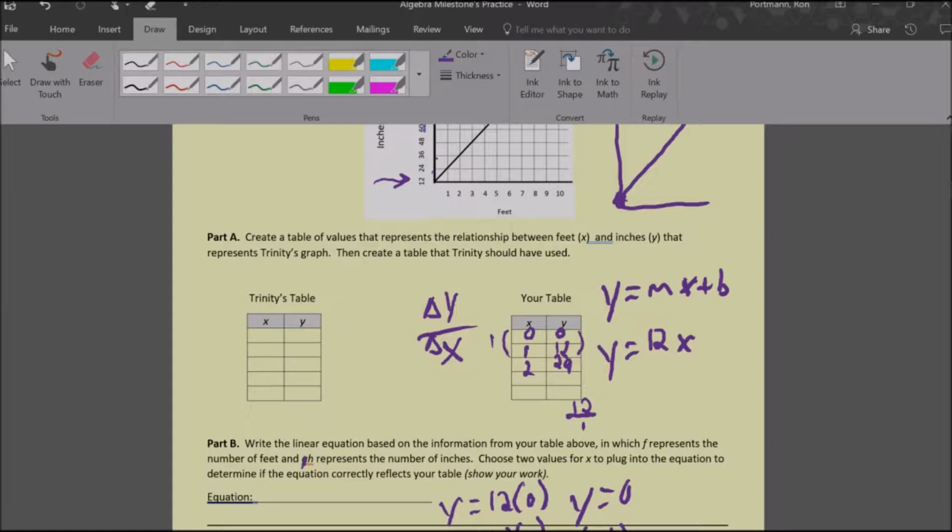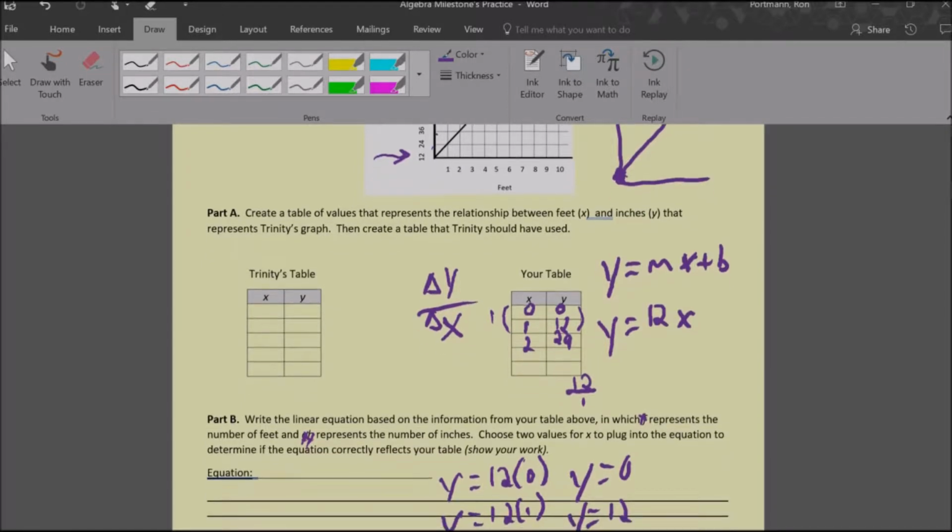Or, excuse me. Let's move back here a little bit. It says write the equation in terms of f and h. Change that to x and y, okay? We'll change that to x and y. I do want you to understand that you don't necessarily have to have x and y, but in this case the tables are represented x and y, so we're not going to change it to f and h.